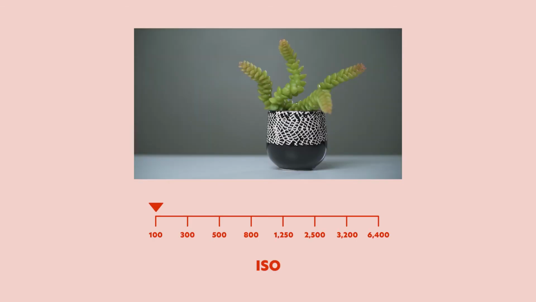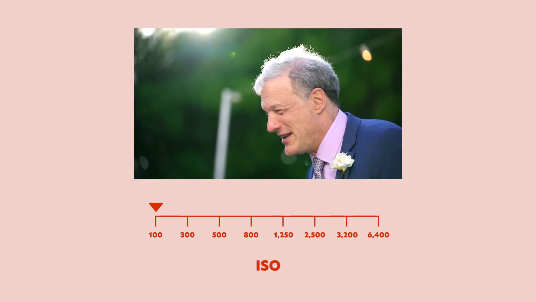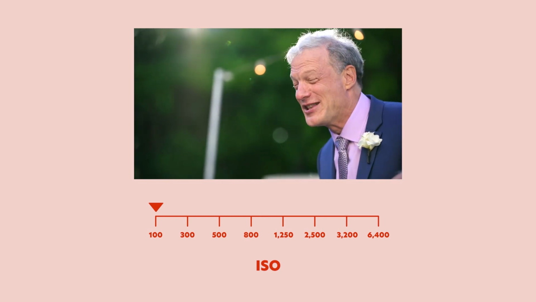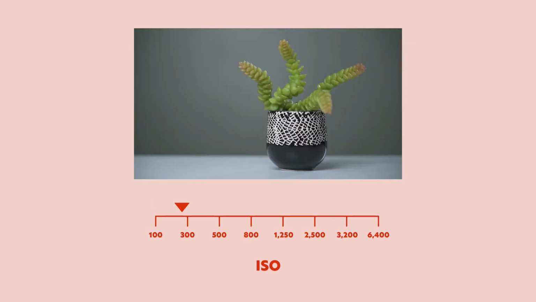So the lowest ISO setting is 100, and that is when you're gonna have the least noise and the highest quality image, which is why I always use ISO 100 if I'm filming with a lot of light, like if I'm filming outdoors in sunlight. But as you increase the ISO, you're also going to increase the noise in your shot.